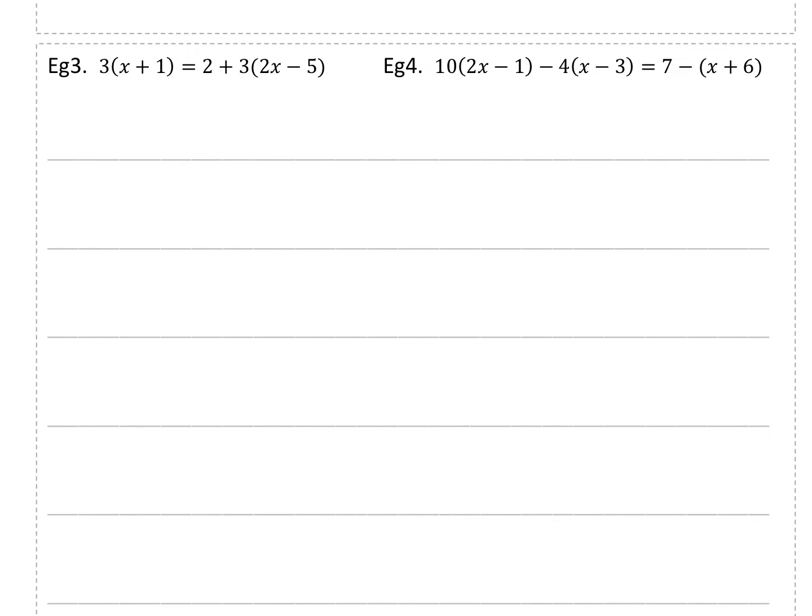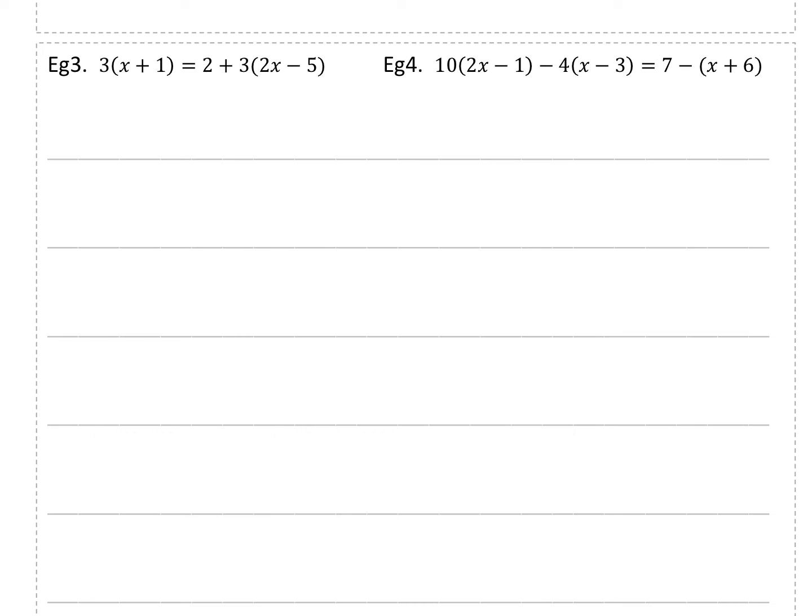Example 3. Here we can see there's brackets on both sides, so to solve the equation we have to begin by just expanding those brackets first. So we do 3 times x, which is 3x, and then 3 times 1, which is 3. On the right hand side, the 2 stays there, where we expand the second bracket. 3 times 2x is 6x, and 3 times minus 5 is minus 15.